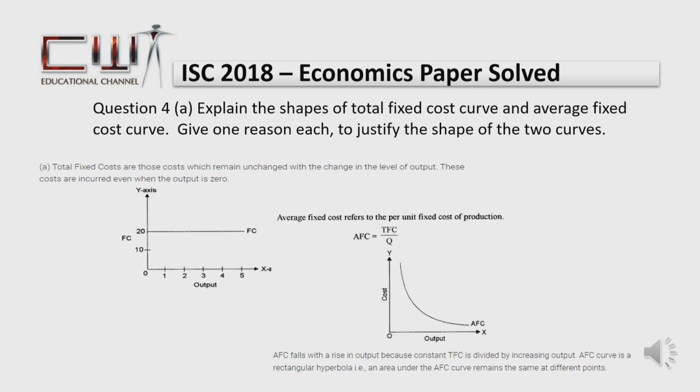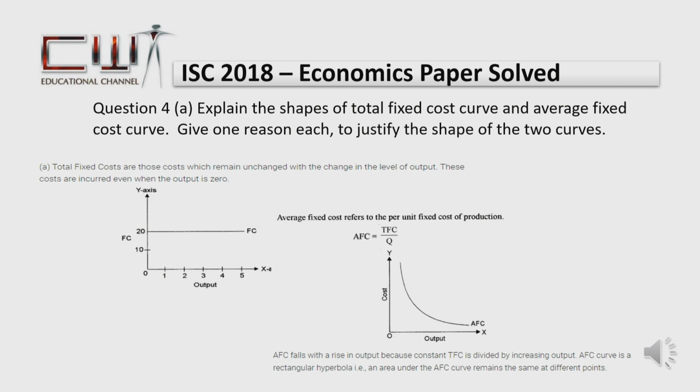Explain the shapes of total fixed cost curve and the average fixed cost curve. Give one reason each to justify the shape of the two curves. The total fixed costs are those costs which remain unchanged with the change in the level of output. These costs are incurred even when the output is zero. In the diagram, the fixed cost is taken on y-axis and the output on the x-axis. The output may go from 0 to 5, but the fixed cost remains the same at level 20. So whatever be the output, the total fixed cost remains the same and is parallel to the x-axis.